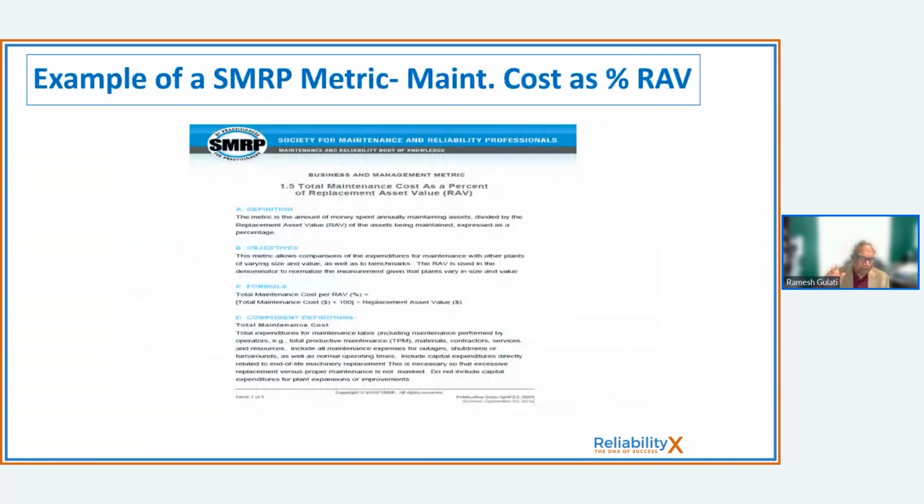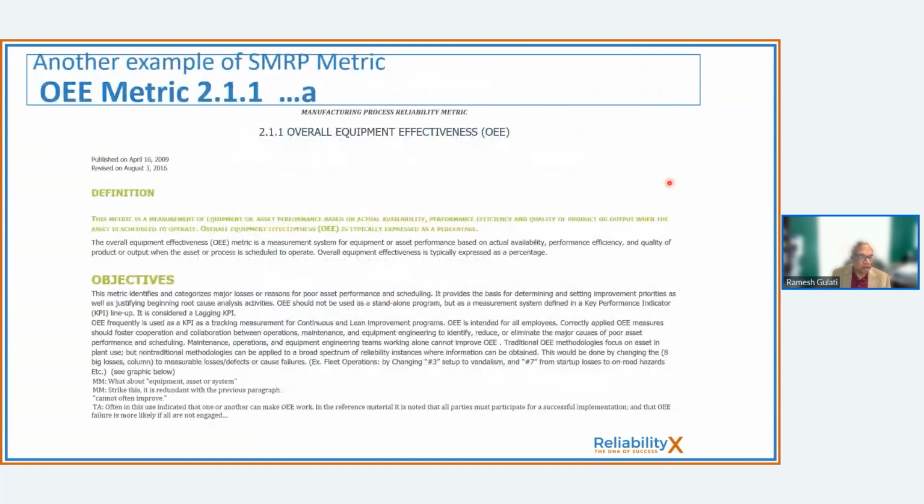What's the definition? What's the objective? What's the formula? And component definition, all those kinds of things are there. This is another example of OEE, how it's defined and its objectives. I just pulled it out. You can go to the SMRP website and become a member. If you're a member, you can download some of these metrics, with a lot more detail.